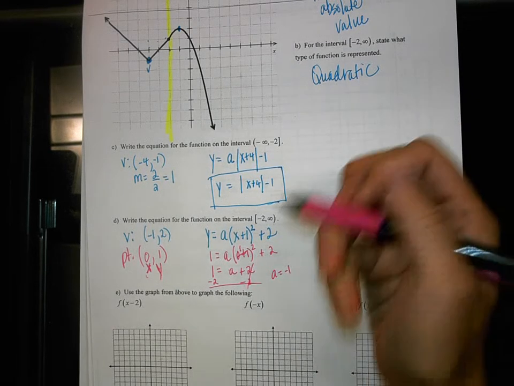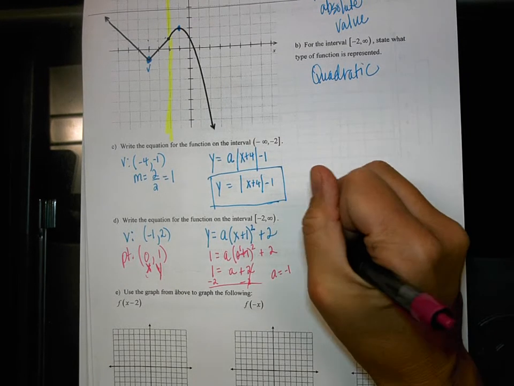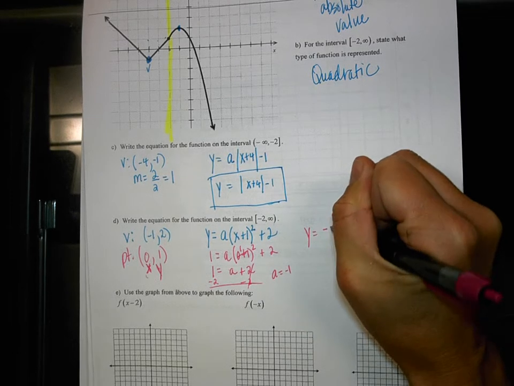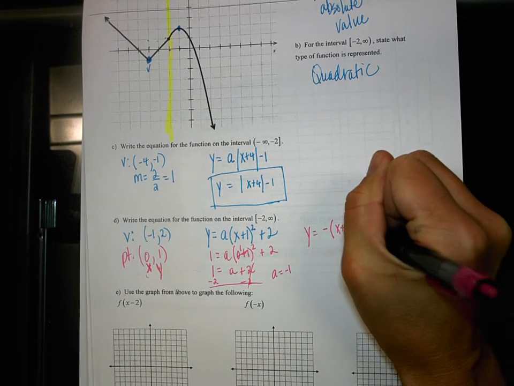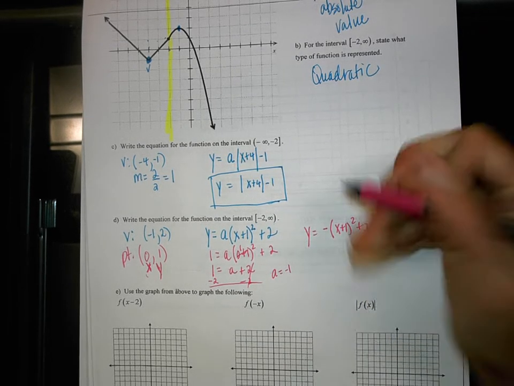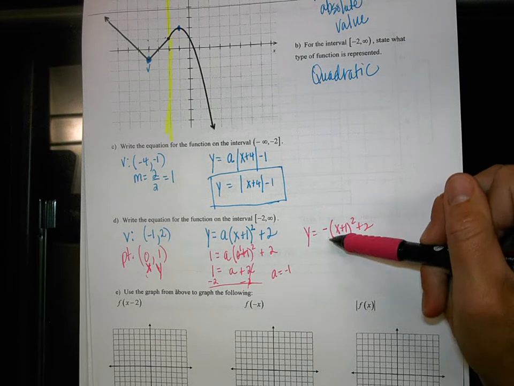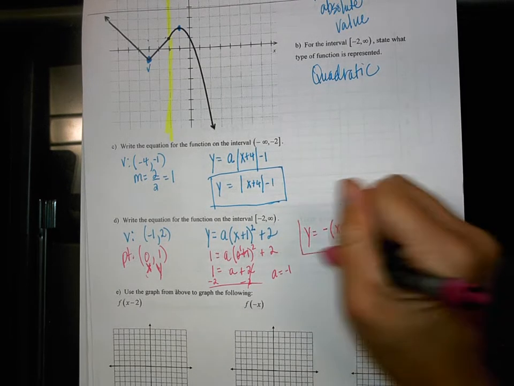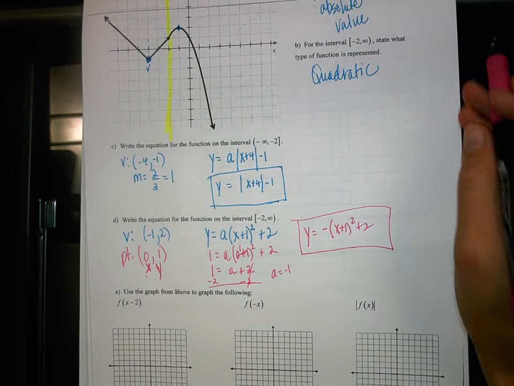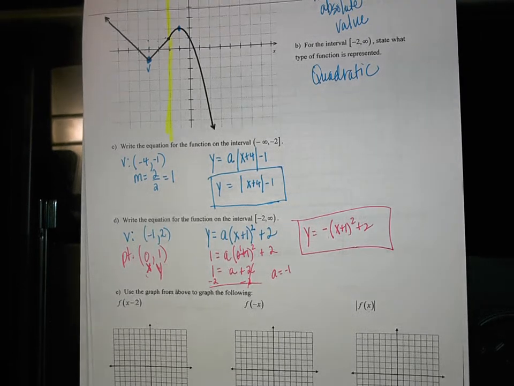And so now we have our function. Y equals negative parenthesis x plus 1 squared plus 2. And again, could I put a 1 here if I want to? Yes, it's just not necessary, but however you do it is fine. Do we have any questions there? Okay.